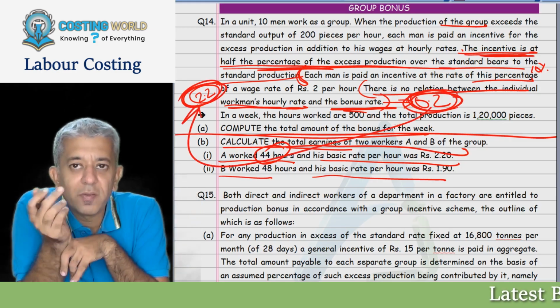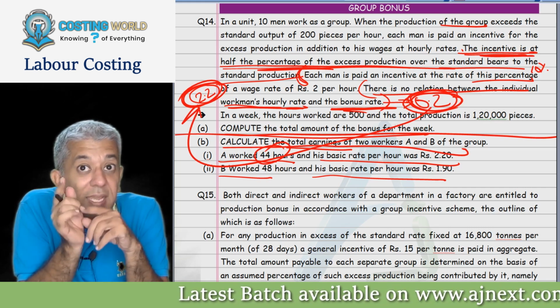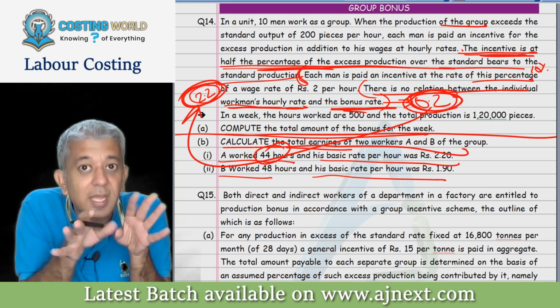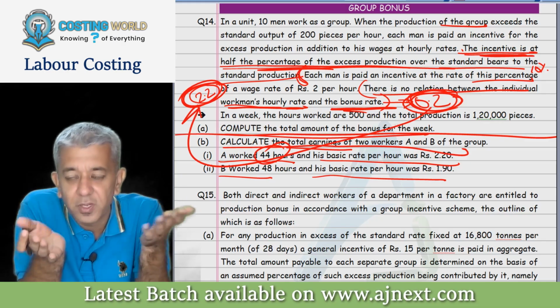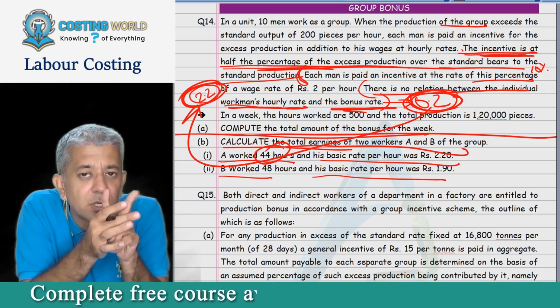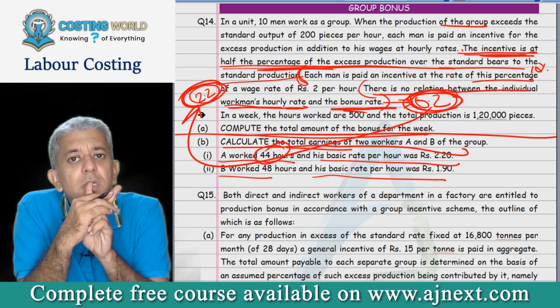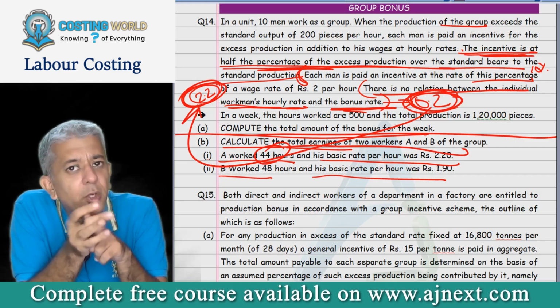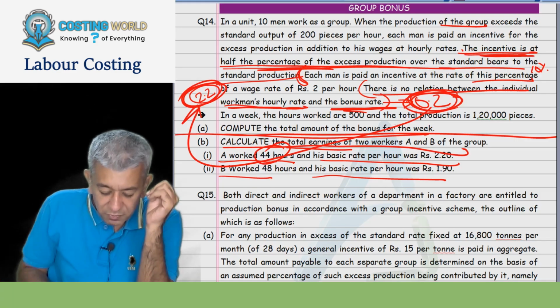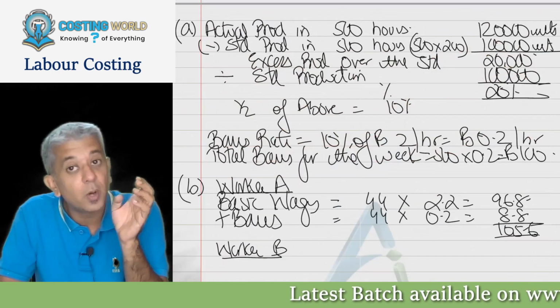Yes, sir. We have not taken 10% of that particular figure. So there is no relationship between which two numbers? 2.2 and 0.2. Okay, now if you all think further, this is how it should be also.